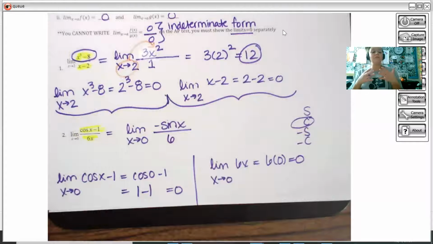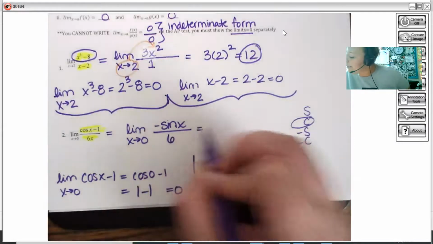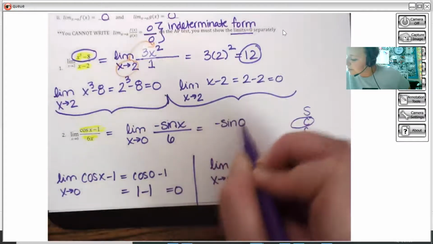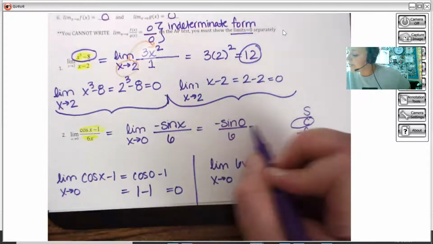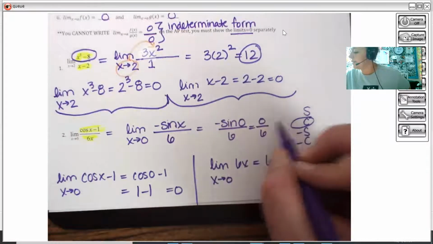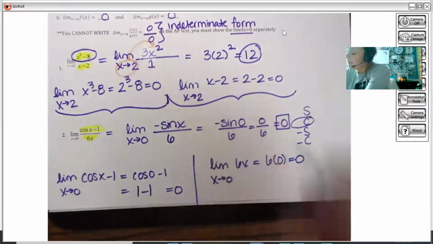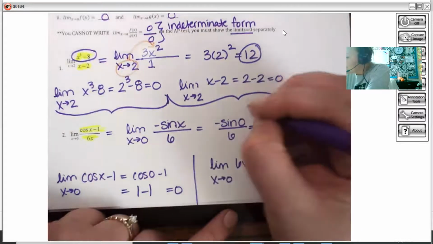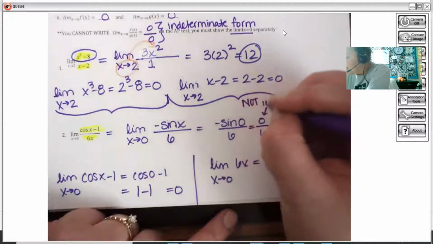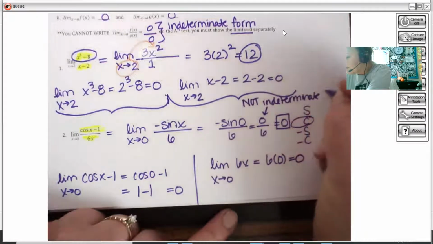And then remember, the reason that we did this is because it was 0 over 0, but now I get to try the limit a second time. So when I plug in 0 here, I'm going to have the negative sine of 0 over 6. Sine of 0 is 0, but 0 divided by 6 is a number. That's 0. This is not an indeterminate form anymore.